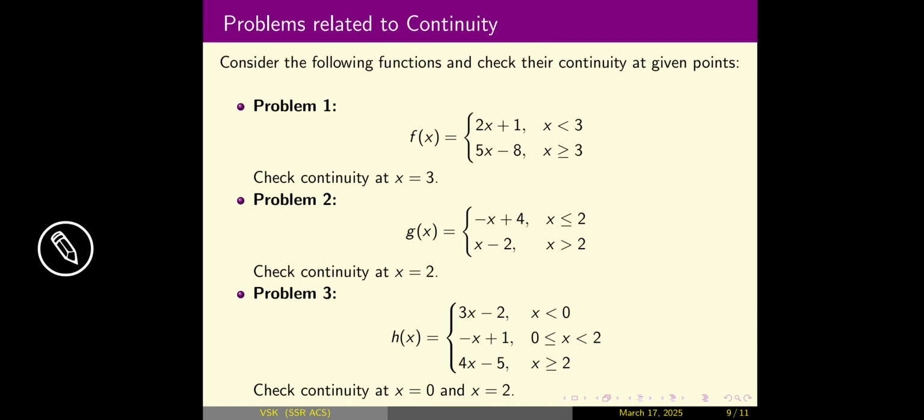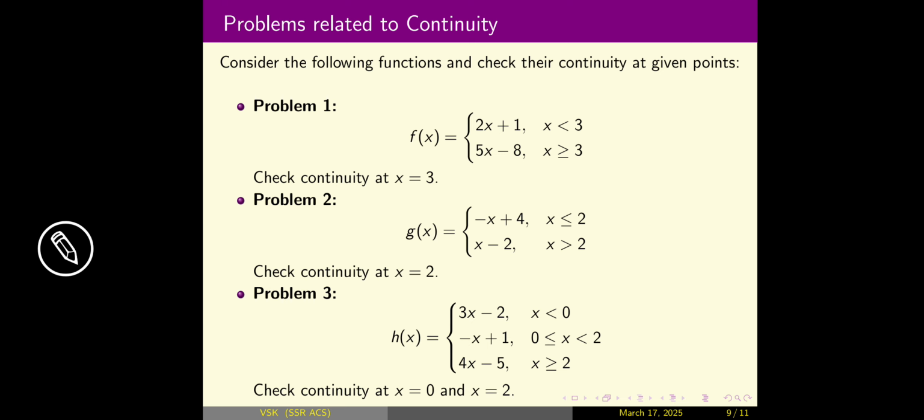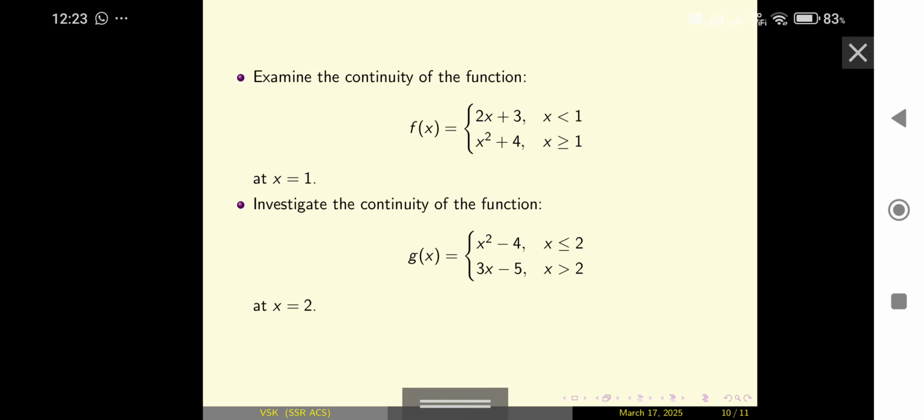Now these are some problems you can try. Here we have to check the continuity at x is equal to 3. So find the left hand limit, the right hand limit and the value. Here we have to check the continuity at x is equal to 2. And in this case we have to check the continuity at x is equal to 0 and x is equal to 2. So these are again the exercise. We have to check the continuity at x is equal to 1. Here we have to check the continuity at x is equal to 2.